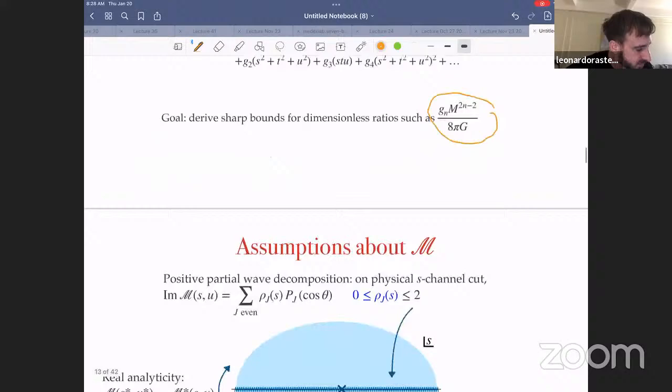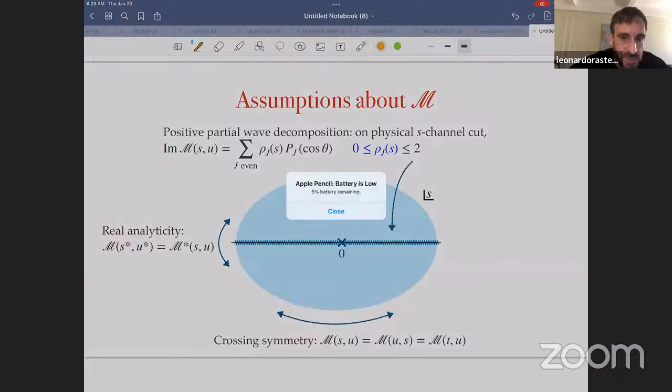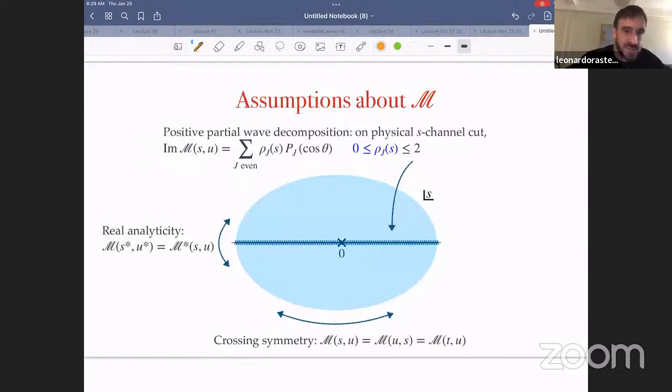So to play this general bootstrap game, we need to make assumptions about the amplitude M. And some of them are more obvious than the others. One that is, I would say, rather uncontroversial is the fact that you should have a positive partial wave decomposition. So here, for simplicity, I'm looking at the discontinuity of the amplitude. As always, you should approach the amplitude from above. This is the complex s plane for fixed physical values of the momentum transfer u, which is negative. On the physical region of positive s, you will have the standard partial wave decomposition, which here I'm writing for the imaginary part of the amplitude.